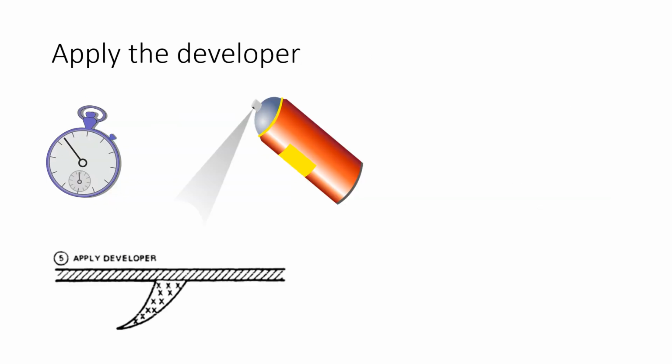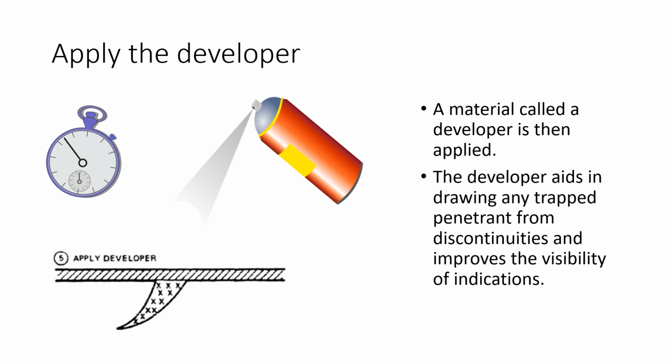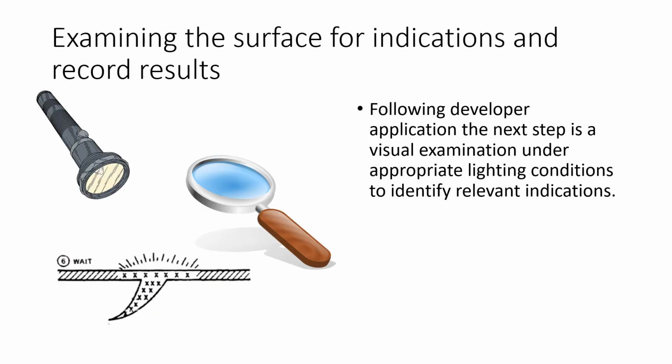And then we're going to apply the developer, another spray can. This is basically chalk in a can, right? It's going to spray on there white, kind of like the lines on a football field or a soccer field. It's just chalk in a can. The developer is going to aid in drawing any trapped penetrant from the discontinuities. It's going to pull it out. And it's also going to give us a good contrast, because maybe if your dye is red and this chalk is white, we'll be able to see the discontinuities because there's that contrast between the two colors we're using.